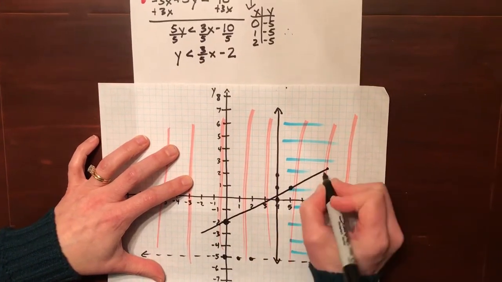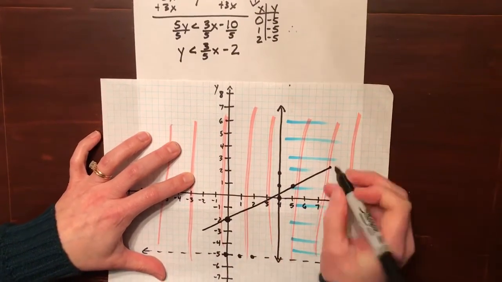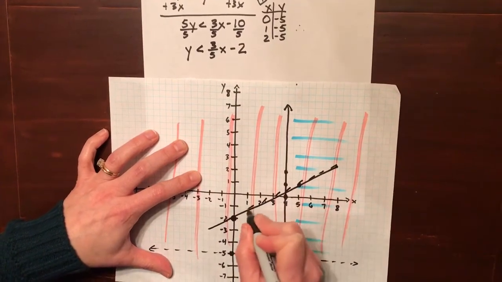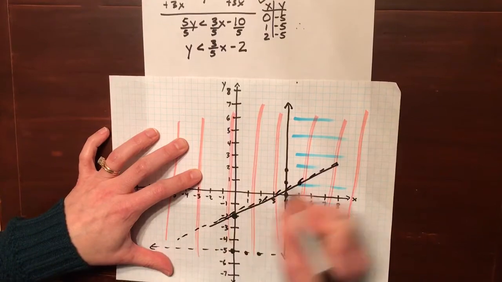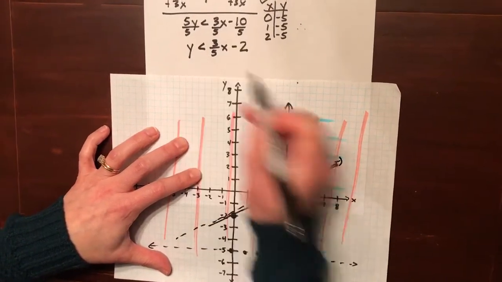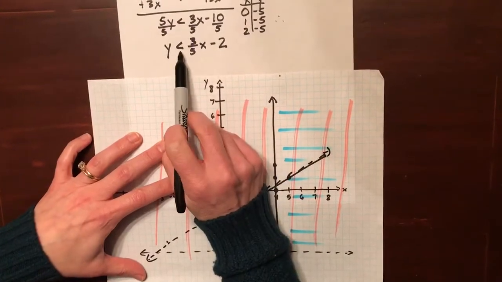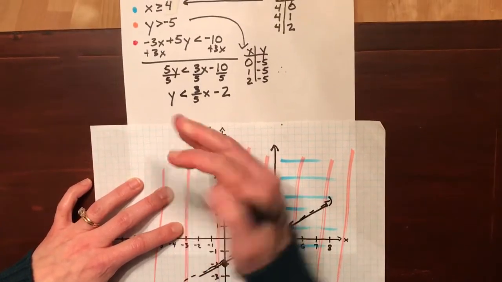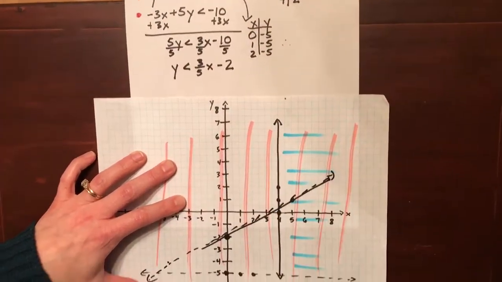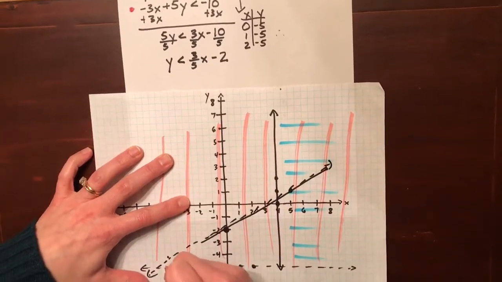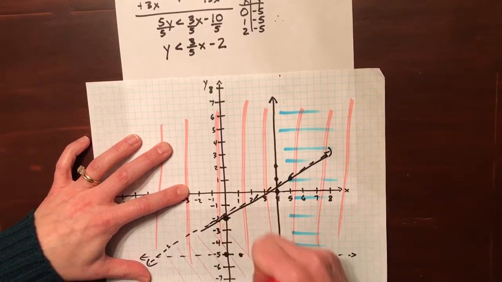Oh, and actually this should be a dotted line also. So that should be a dotted line because this is less than, so it's not actually equal to that line. And so it says y is less than that, so it's going to be below that line. So I'm going to shade that in red. So everything below this line here.